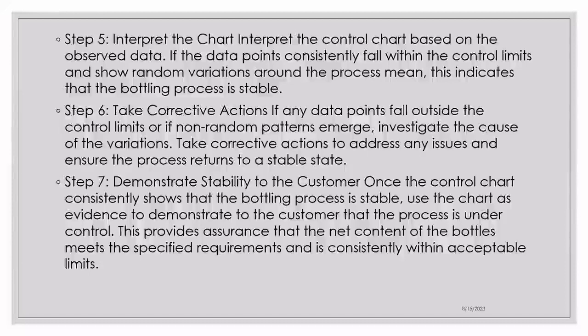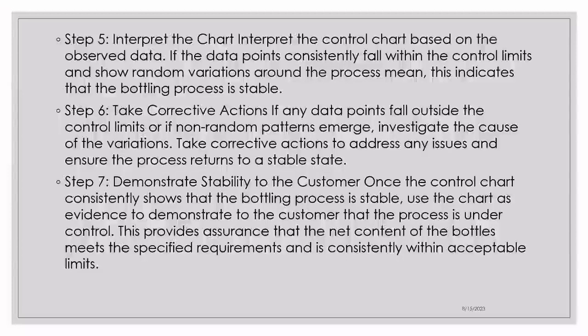That is the 6th step: if any data points are outside the control limits or if non-random patterns emerge. Those are the 4 types, 4 rules. Can you remember those? We have already discussed those with another question, right? There is no time to explain it again here. Then we investigate the variation and take corrective actions to find answers for it.